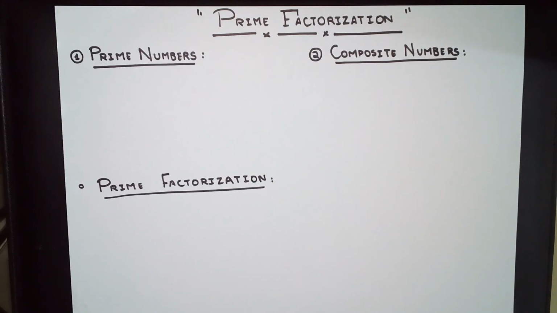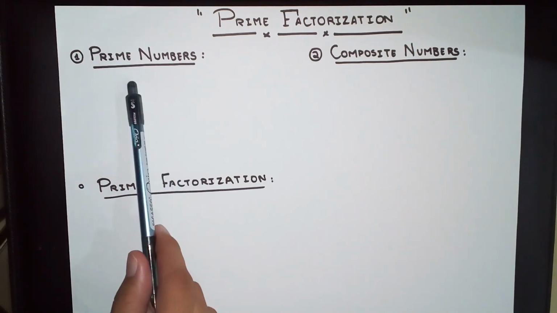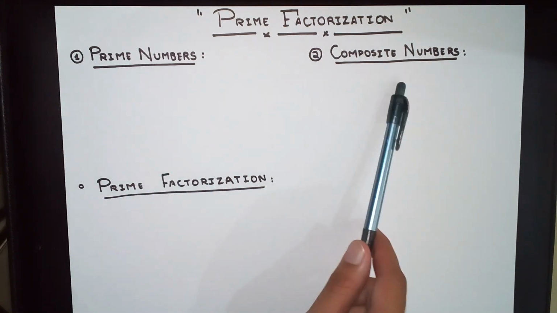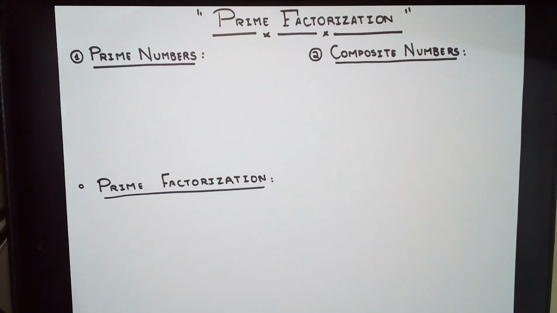Okay, so now we will be discussing prime factorization. Before we move into it, we need to know two things, and that basically is the prime numbers and the composite numbers. And what exactly are those? First of all, we will start with the prime numbers.